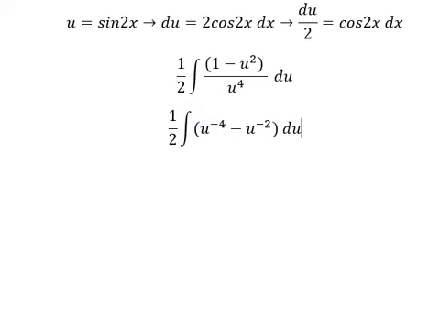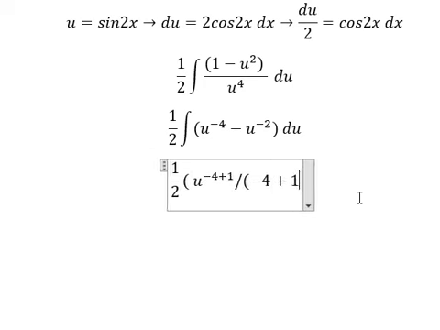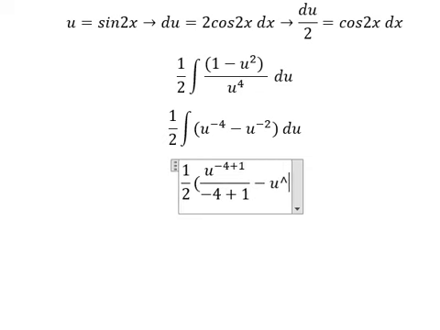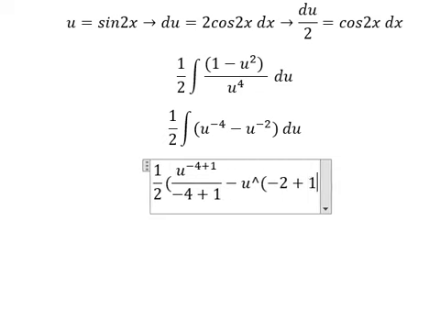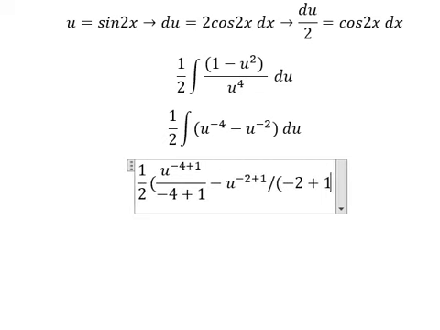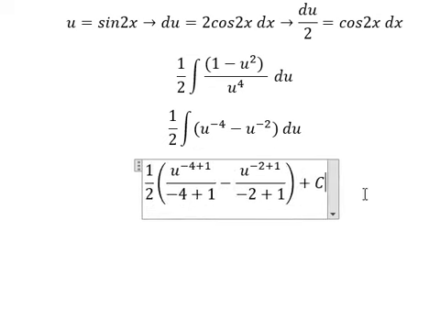And now we can get the final answer. The integration of this one, we have u to the power of negative number 4 plus 1 over negative number 4 plus 1 minus u to the power of negative number 2 plus 1 over negative number 2 plus 1, and we put c.